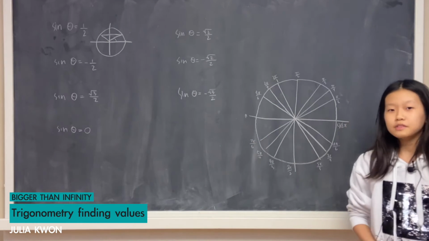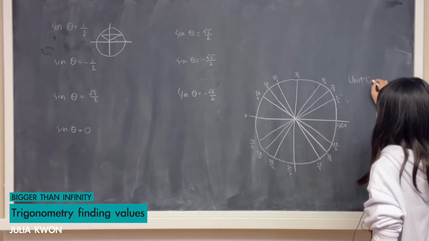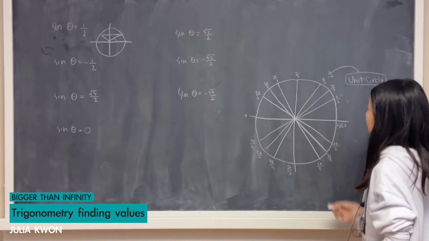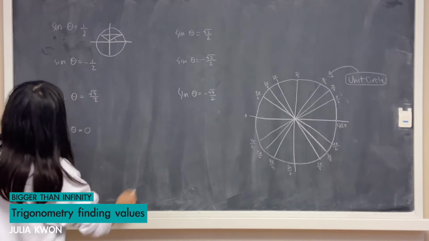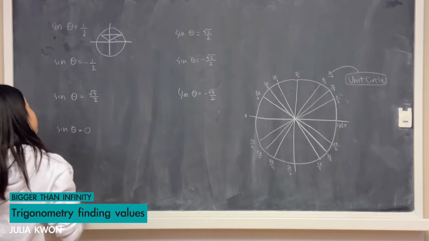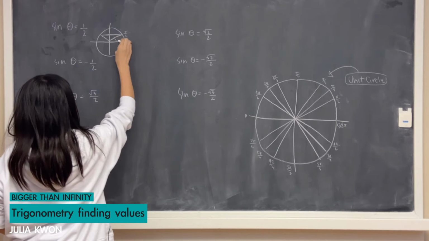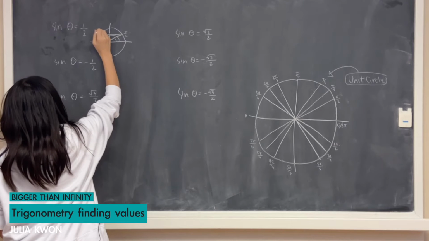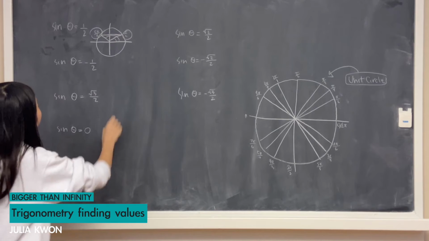So here is the unit circle. It's not perfect, but here it is. So now, sine theta equals 1/2. This radian here is pi/6, and this radian here is 5pi/6. So these are the two radians for the theta in this equation.